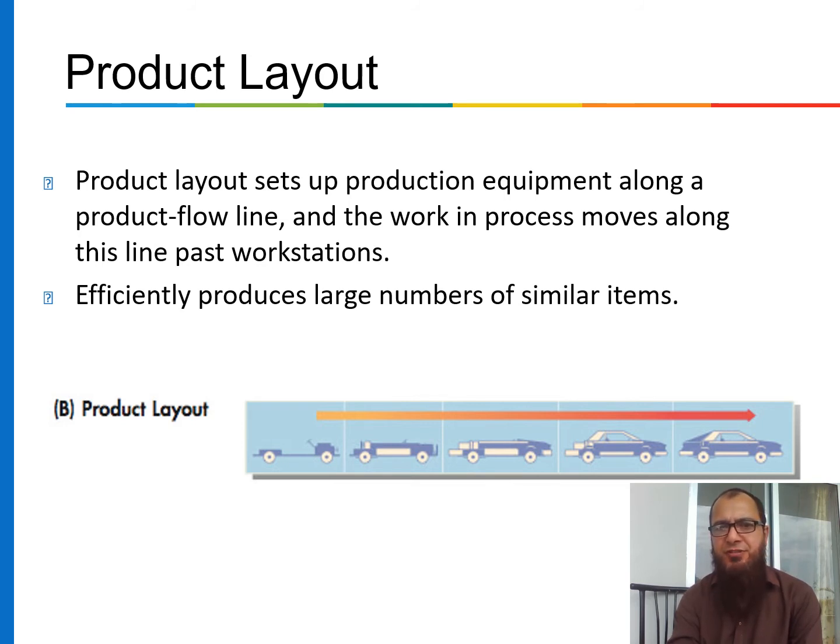It efficiently produces large numbers of similar items, as the product layout is shown in the figure. Product layout. The product layout is also called the assembly line. Production equipment is set up along a product flow line, and the work in process moves along this line past workstations.